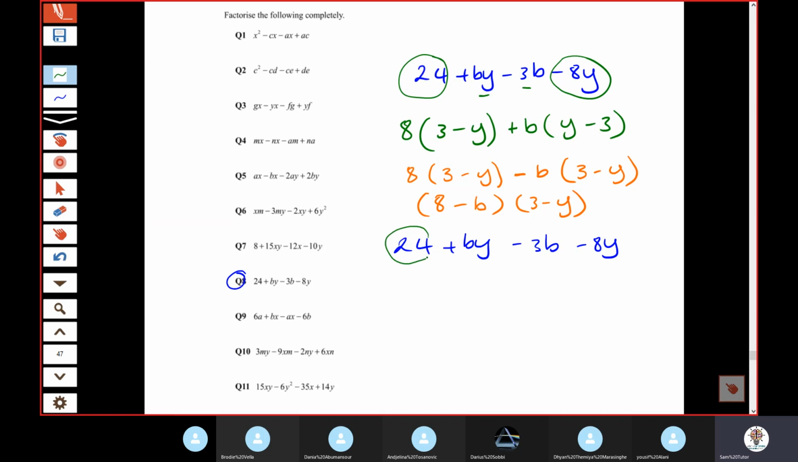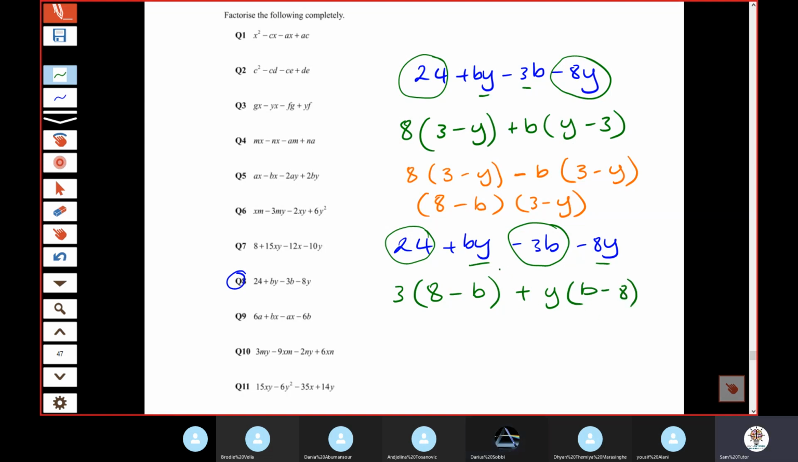So let's see. Let's do the first and the third. What's common from these two? 3. And then what's left in the brackets? 8 minus b. Plus, what's common from these two? y. And then? b minus 8. Yeah, unfortunately still.